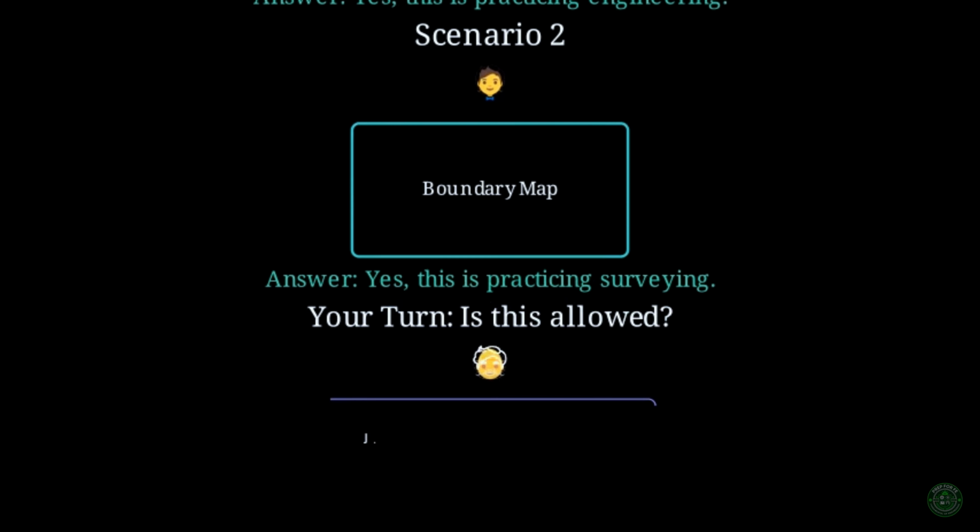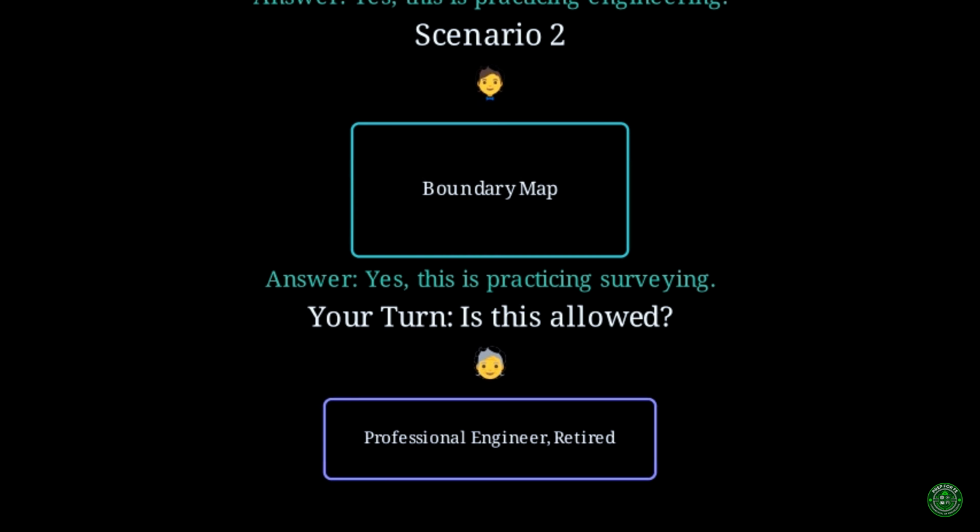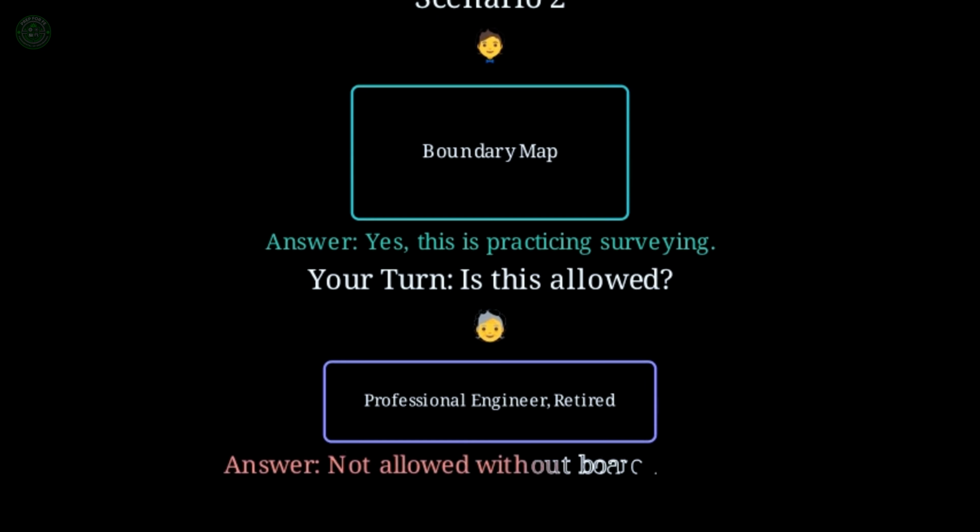Now it's your turn. Jamie is a retired engineer, but never received board approval for the retired title. Jamie puts "professional engineer, retired" on a business card. Is this allowed? Pause the video and decide. Here is the answer. It is not allowed without board approval. The retired title is only for individuals who apply and are approved by the board. Without approval, using that title is a misrepresentation.